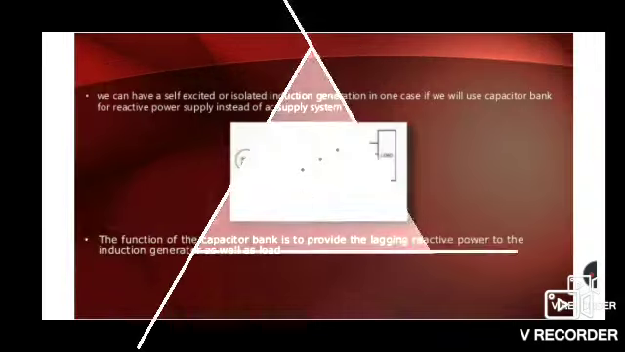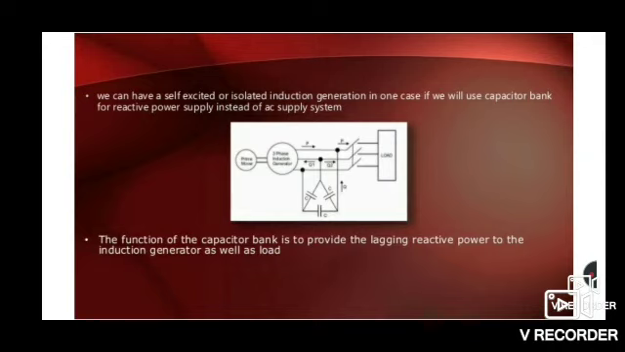We can have a self-excited or isolated induction generator in one case if we use capacitor bank for reactive power supply instead of AC supply system. It is also called as synchronous condenser. The function of the capacitor bank is to provide the lagging reactive power to the induction generator as well as load.